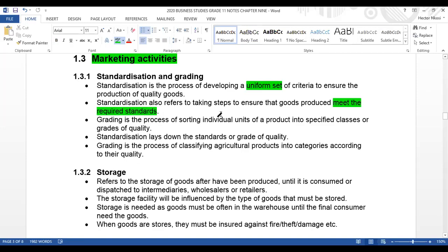Grading is the process of sorting individual units of a product into specified classes or grades of quality, right? It's when we are grouping. So when you say grading, it's more of grouping, right?